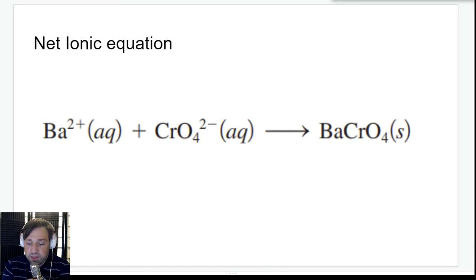All right, guys, that's it. I'll probably have an assignment also, so go ahead and do that. Just practicing this skill, going through the whole net ionic equation.